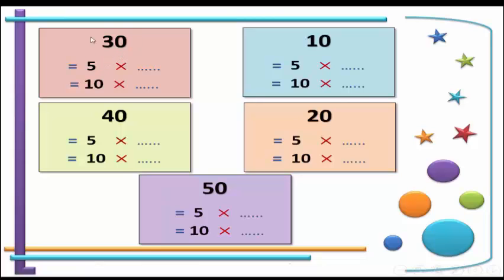Solve with me. 30 equals 5 times what? 6. And 10 times 3. Excellent. 10 equals 5 times 2. And 10 times 1. 40 equals 5 times 8. And 10 times 4.